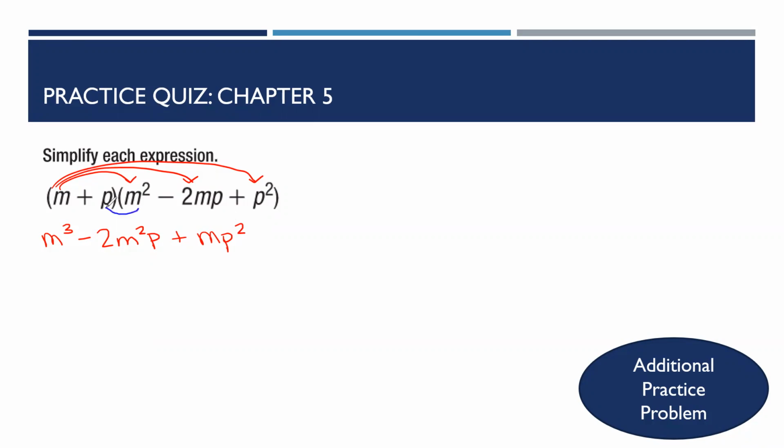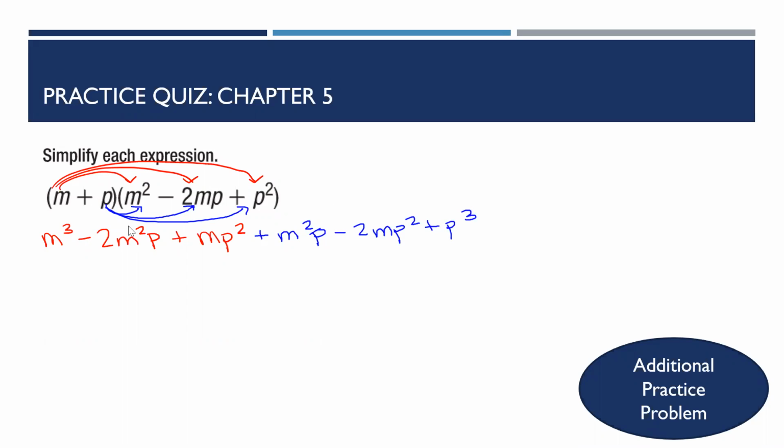So p times m squared is going to give me positive m squared p. And then p times minus 2mp squared, and then p times p squared is going to give me p cubed.